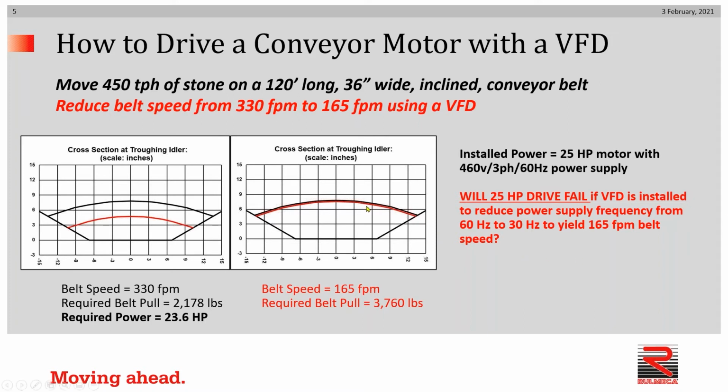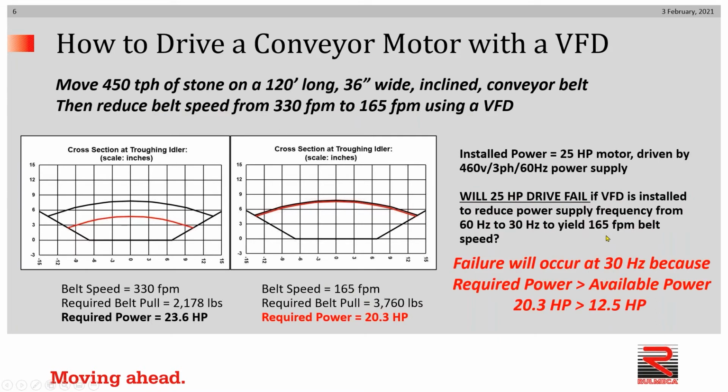Well, we can check the cross-section and verify that the slower speed will certainly not cause spillage. You can see that the cross-section fills the trough, but you can also see that the required belt pull is 3,760 pounds. Will the drive fail if the VFD is used to decrease the speed to 165 feet per minute? In fact, the answer is it will fail. Required power calculates out at 20.3 horsepower, while available power is only 12.5 horsepower.